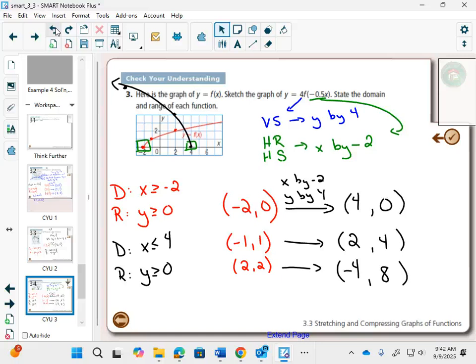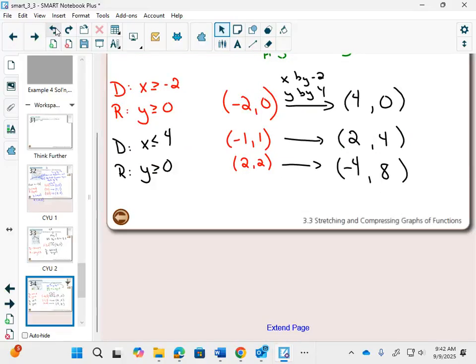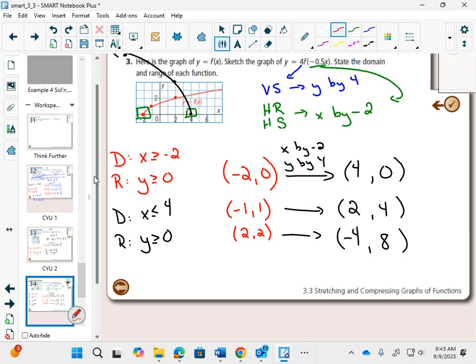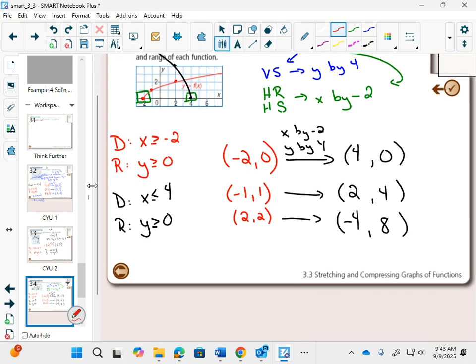Does anybody know what the original red graph's actual explicit equation would be? Because this is in function notation, they started off, the red graph is f of x. Does anybody recognize what the original red graph was? y equals the square root of x plus 2. Now we can write y equals, or because it was f of x, I could write f of x equals the square root of x plus 2.